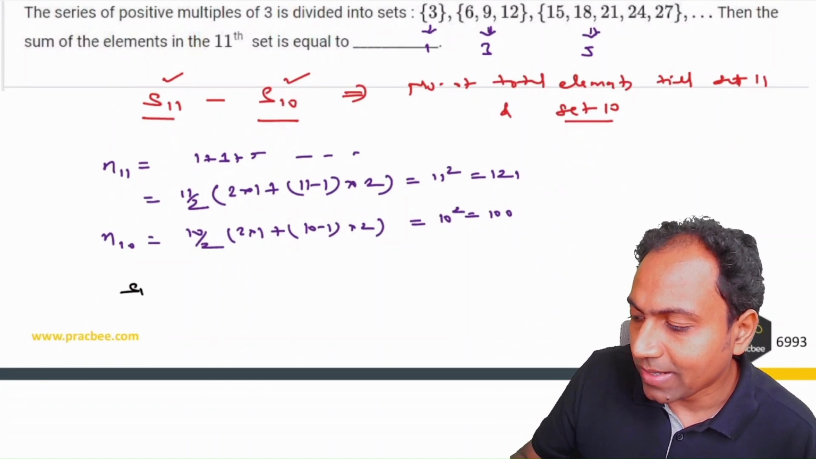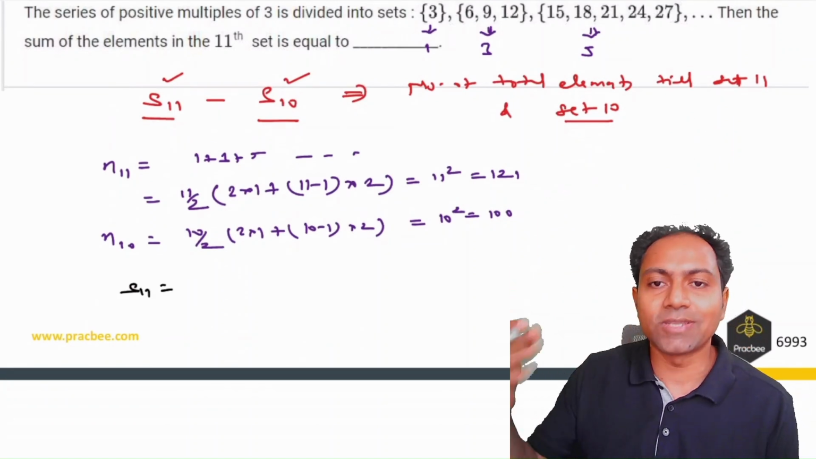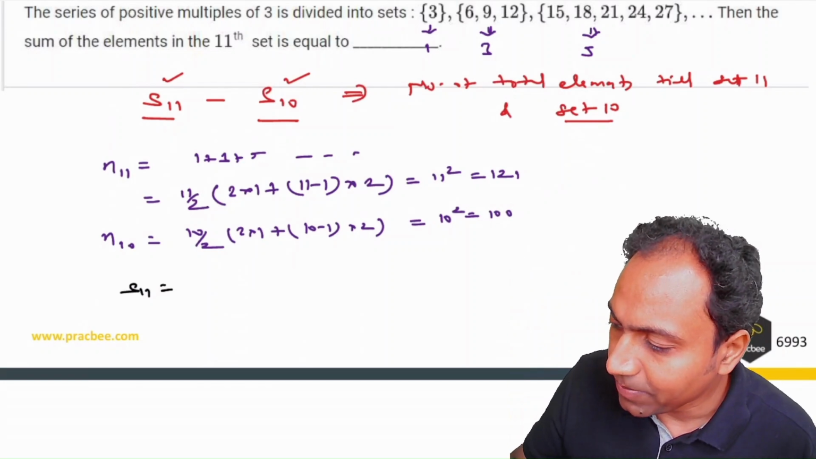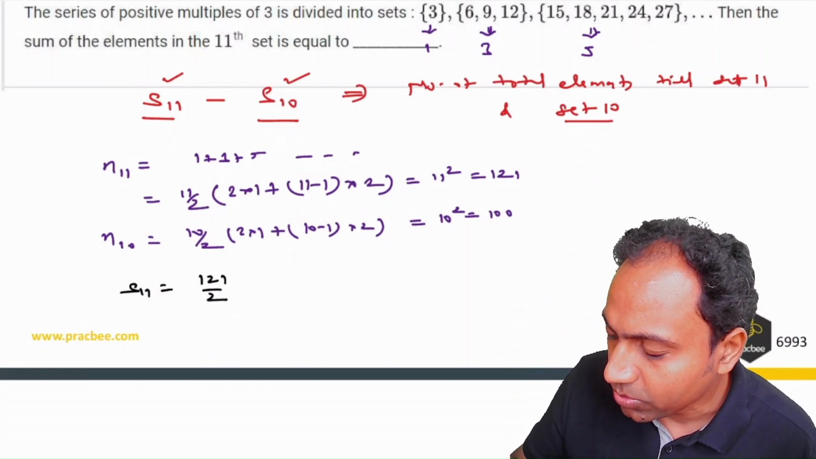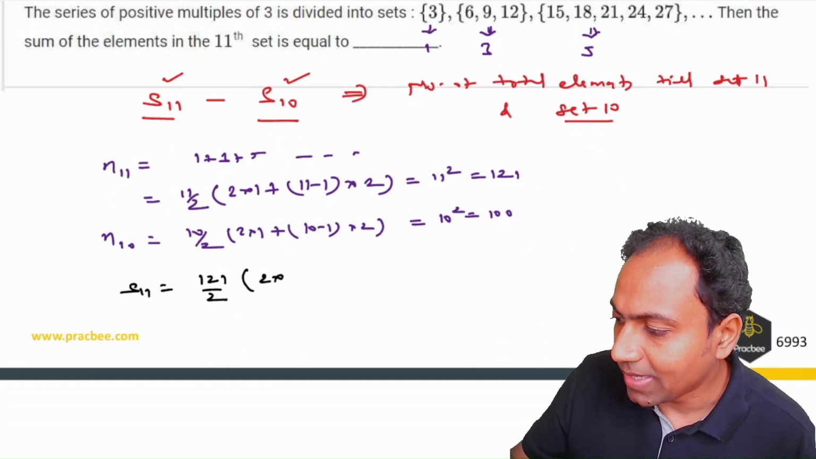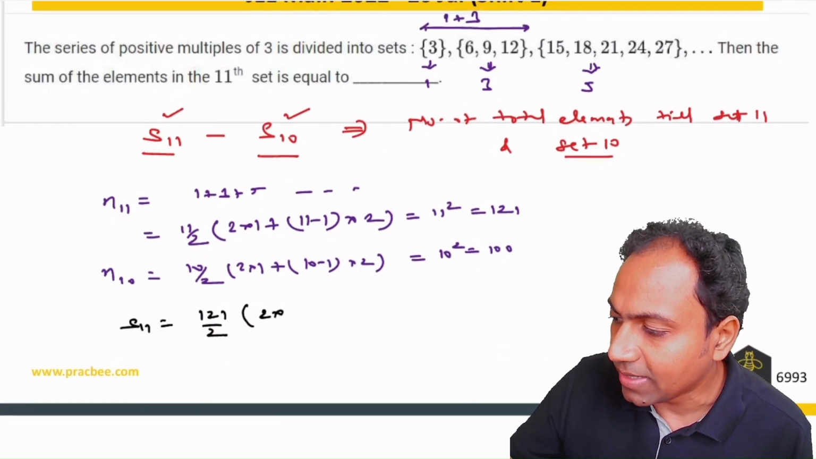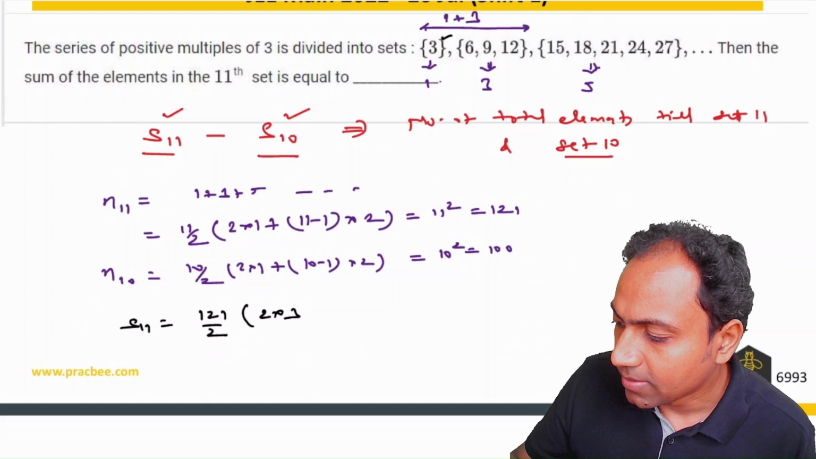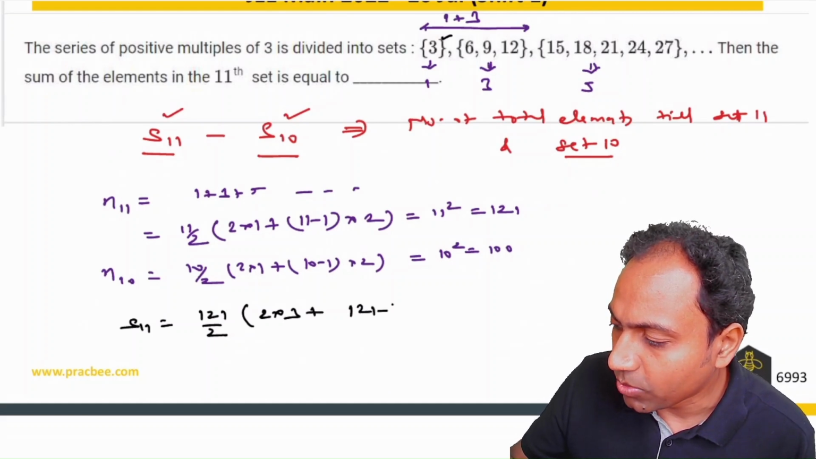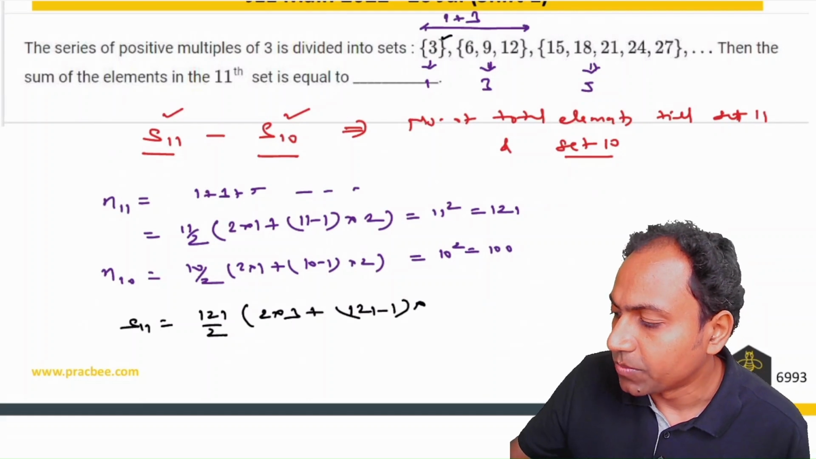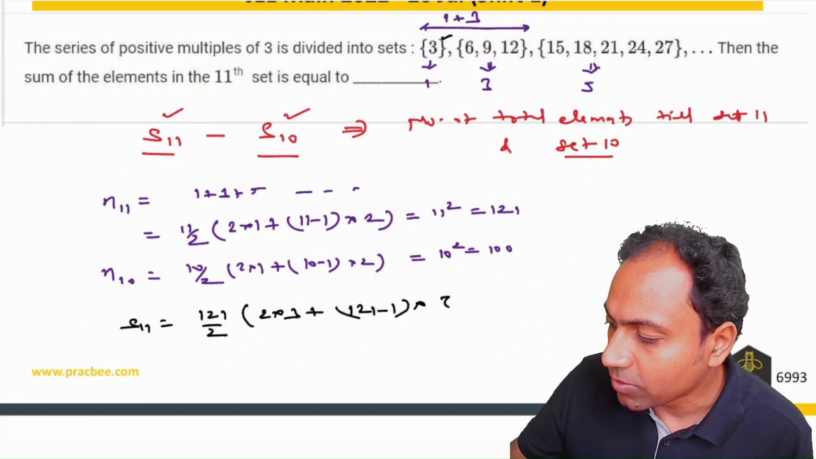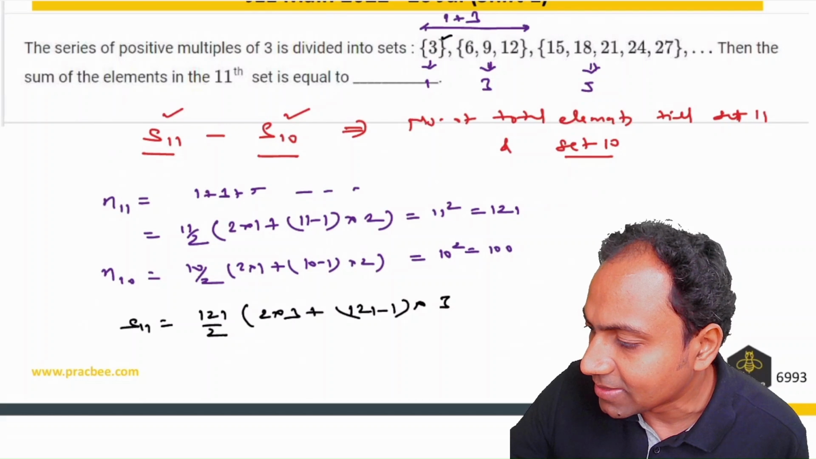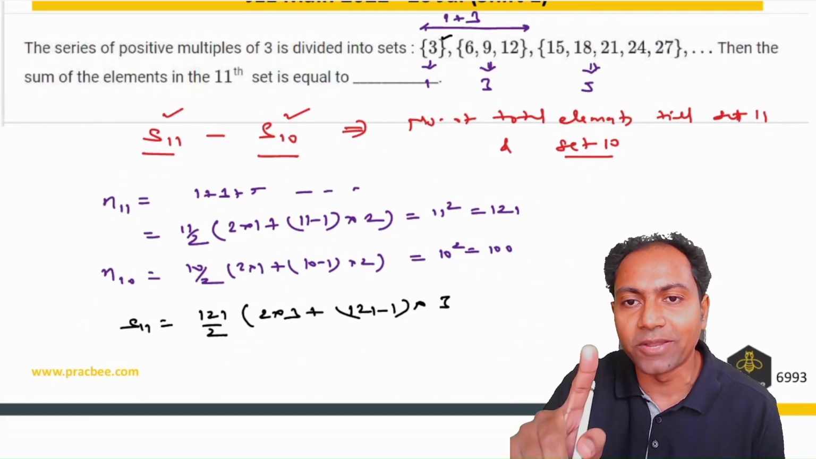In order to find S11 or the sum of all the sets till 11, I can do it by using 121 by 2 into twice of A. Now for this series, you can see that A will become 3 and n minus 1, so that is 121 minus 1, into D. Then D in this situation would become 3, because now we are considering this series 3, 6, 9, 12. So the common difference is 3 here.